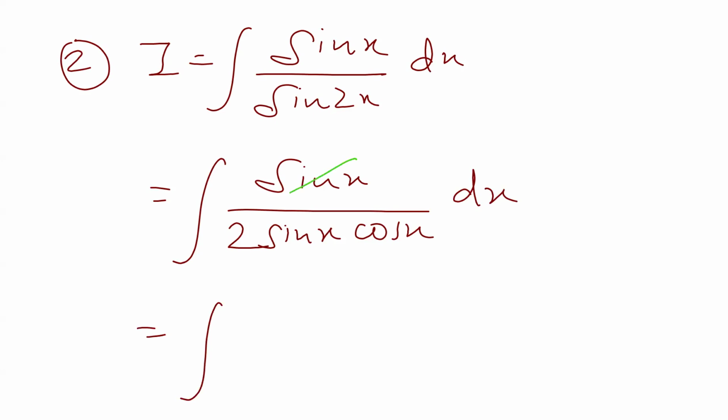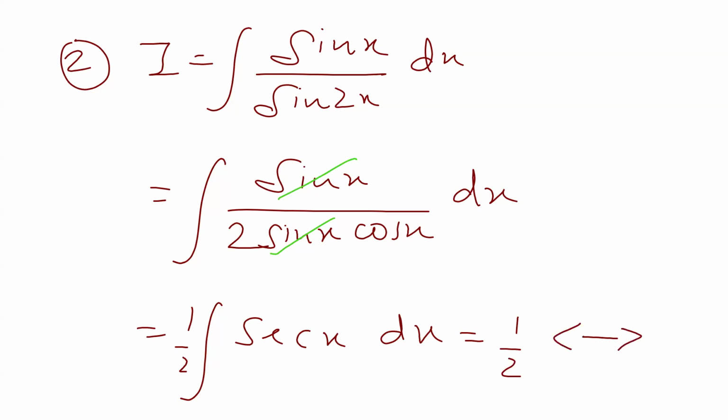So here sin and sin is getting cancelled. So half is outside and 1 upon cos. 1 upon cos is nothing but sec x dx. Okay, so integration of sec x is log mod sec x plus tan x, that you all know.